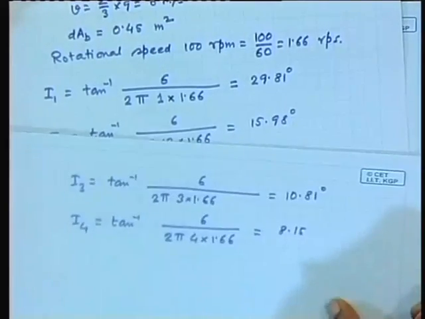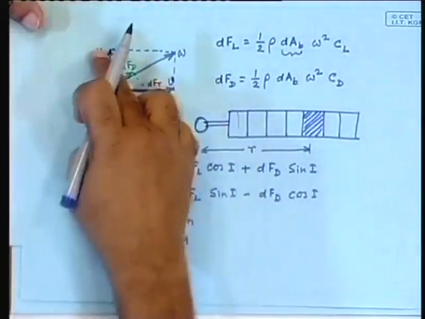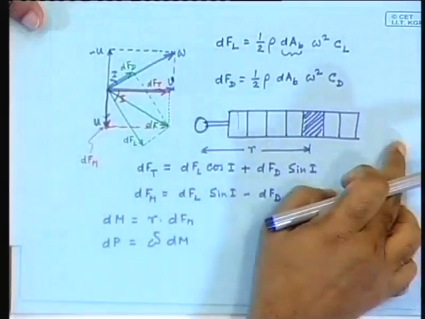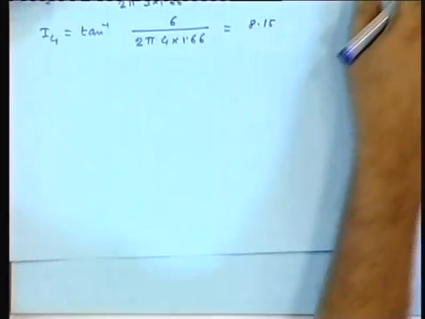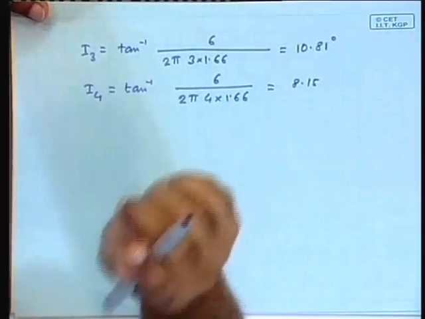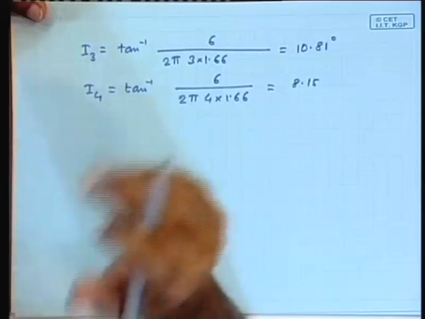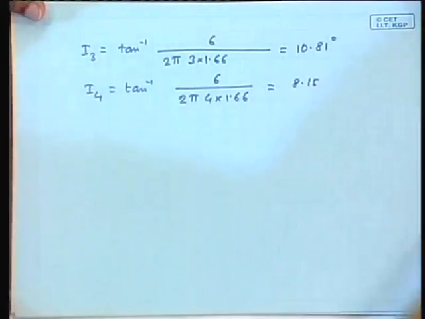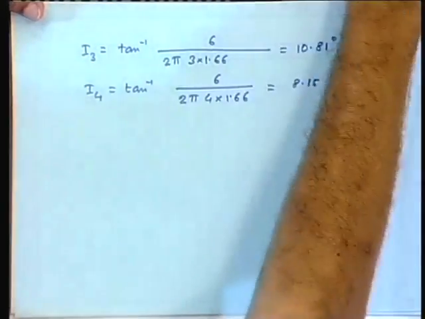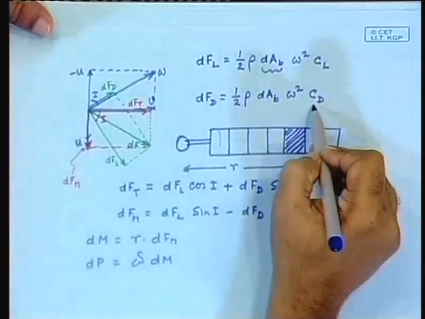So, the construction of this blade will vary quite a lot as you go from the inner edge to the outer edge. Good. So, we have calculated this. On the basis of that, we will now be able to calculate the CD and CL, because we need to calculate CD and CL.